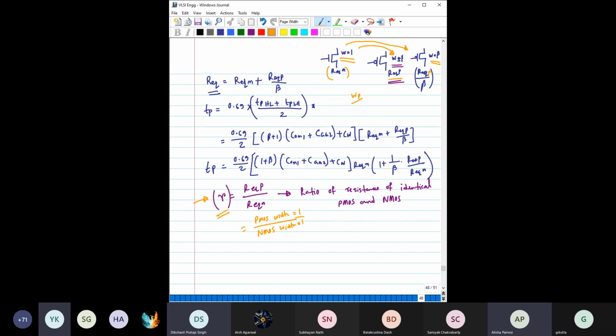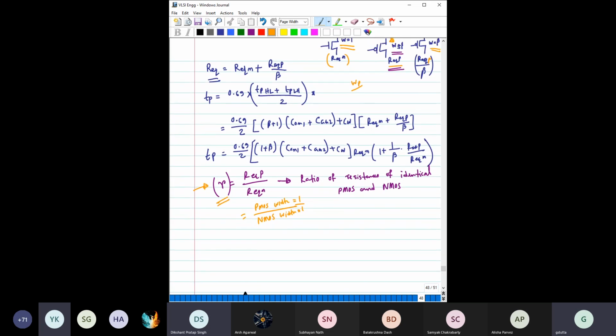Which means the charging time for the PMOS will become 1 over R times compared to the discharging time. So TP, charging is high to low, probably. Yes. But Alicia, I am a bit disappointed, why you are saying so.